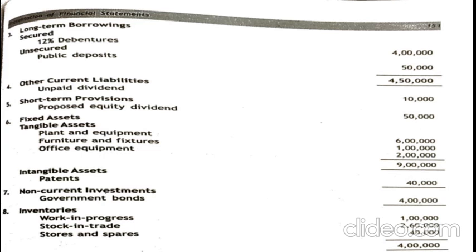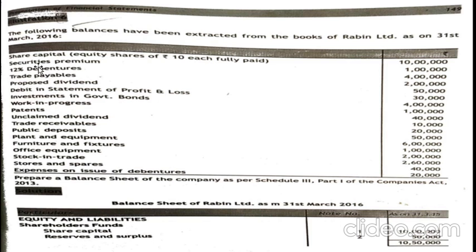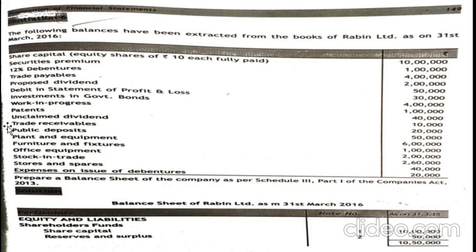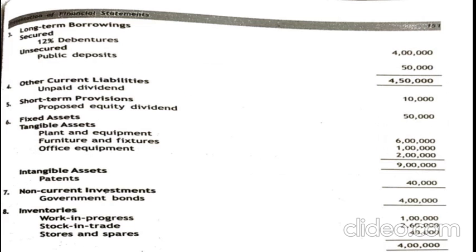So first let us look into your tangible assets. In the question, you have plant and equipment, furniture, and office equipment. So we will take plant and equipment 6 lakh, furniture and fixtures 1 lakh, office equipment 2 lakh. So total tangible assets is 9 lakh. Under intangible, usually goodwill, patents, and copyrights come. Here we only have patent, we don't have goodwill. So intangible assets, patent 40,000.